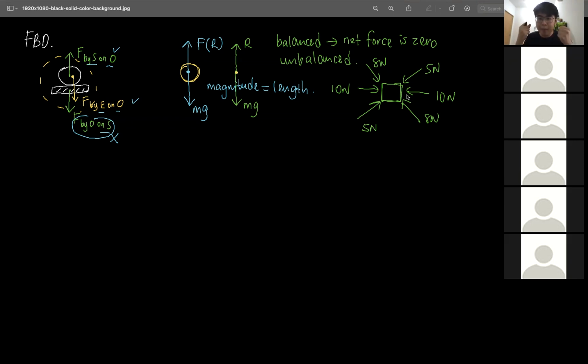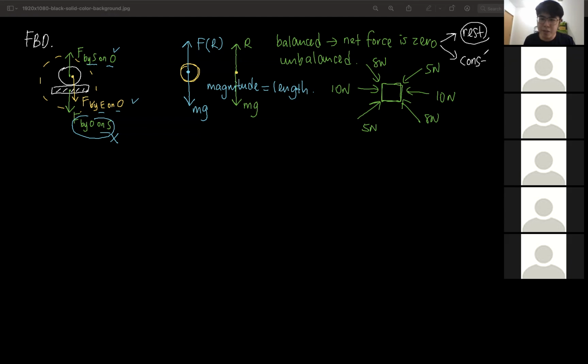Because if it's balanced, it means what? Two scenarios, if you still remember it from our very first earlier chapters, right? If it's balanced, you get two scenarios. First, it is at rest. Second, it is moving. If it's initially moving, then it will be moving at constant velocity. In these two cases, forces are balanced. So the forces acting on the ball are balanced. The weight is balanced by the reaction.